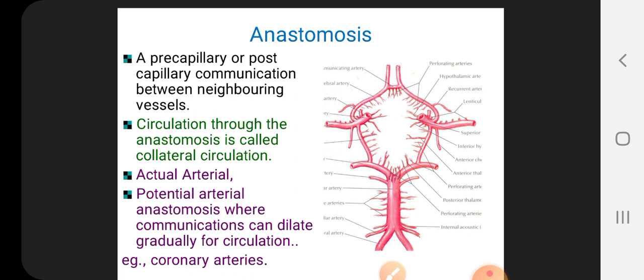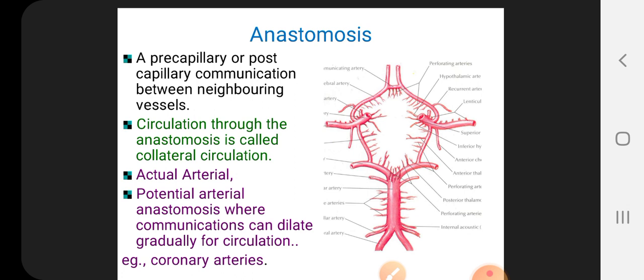We'll know the definition of an artery. Arteries are blood vessels which carry blood away from the heart. Number 2, veins are blood vessels which carry blood towards the heart. You have elastic and muscular arteries and the arterioles. Then you have capillaries or sinusoids where gaseous exchange occurs.